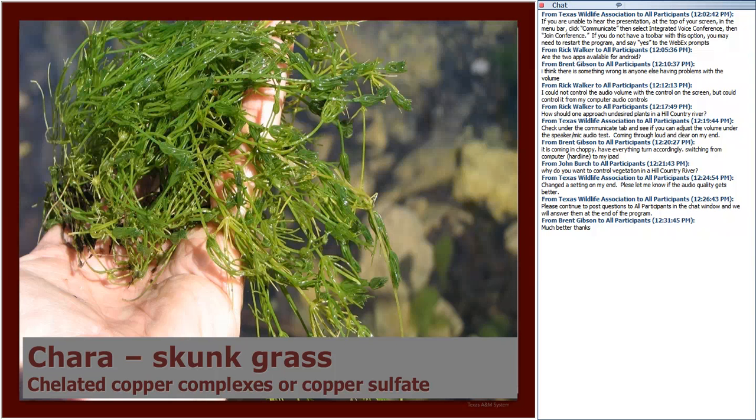So this is an algae. It might look like a vascular plant, but when you reach down and pick it up, you'll find it doesn't have any roots. And because it is an algae, we're going to use our chelated copper complexes or copper sulfate to treat it. Now on these macroalgae such as Chara, diquat is not that effective, so we don't recommend diquat on its own. The only time you would use diquat on Chara is in combination with chelated copper complexes or copper sulfate.